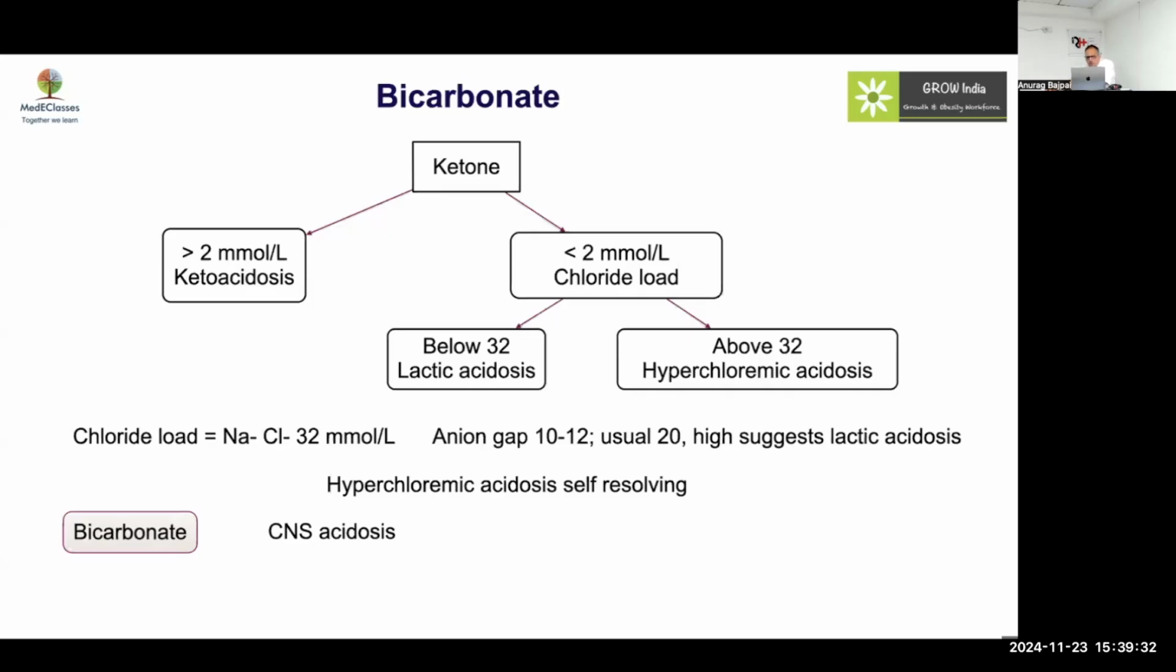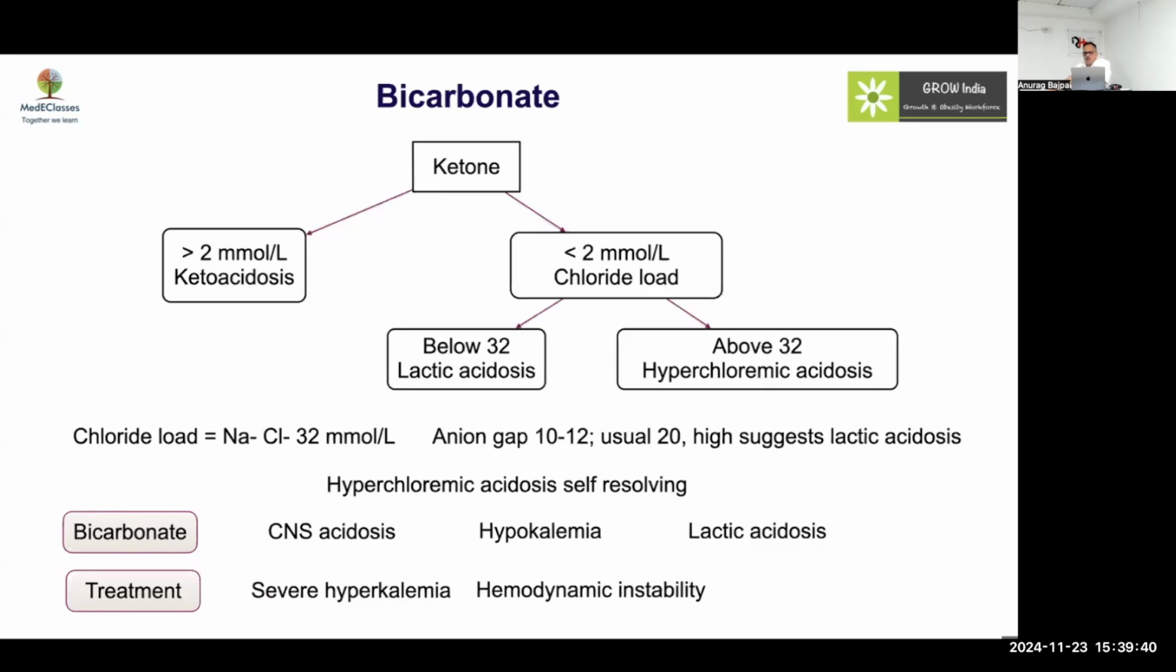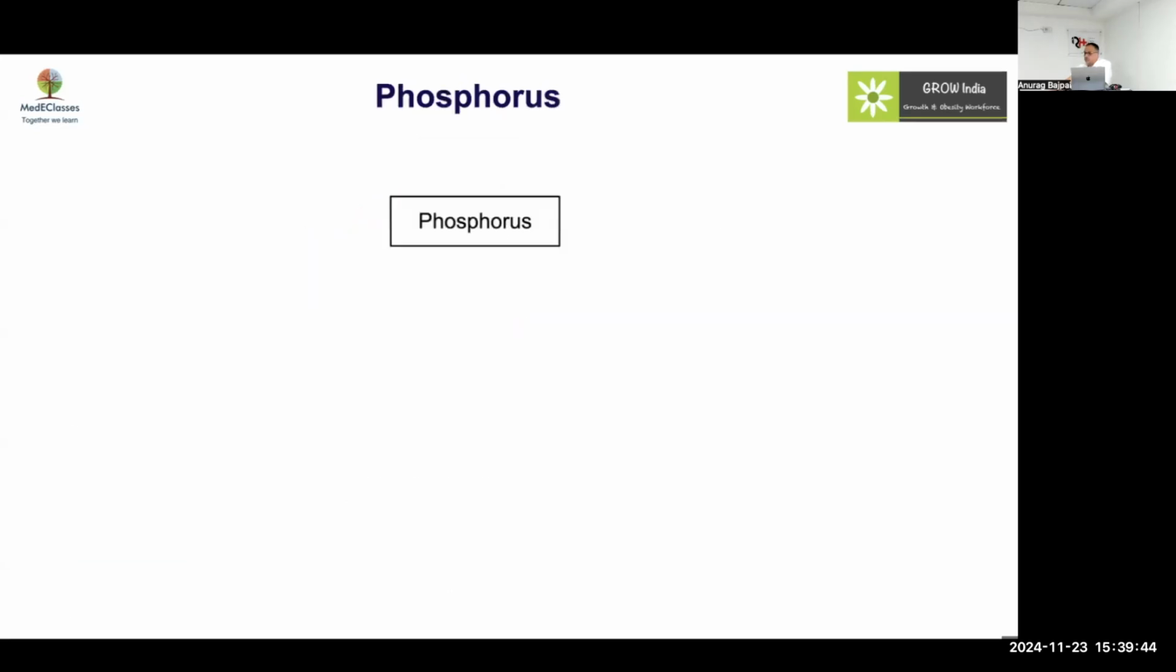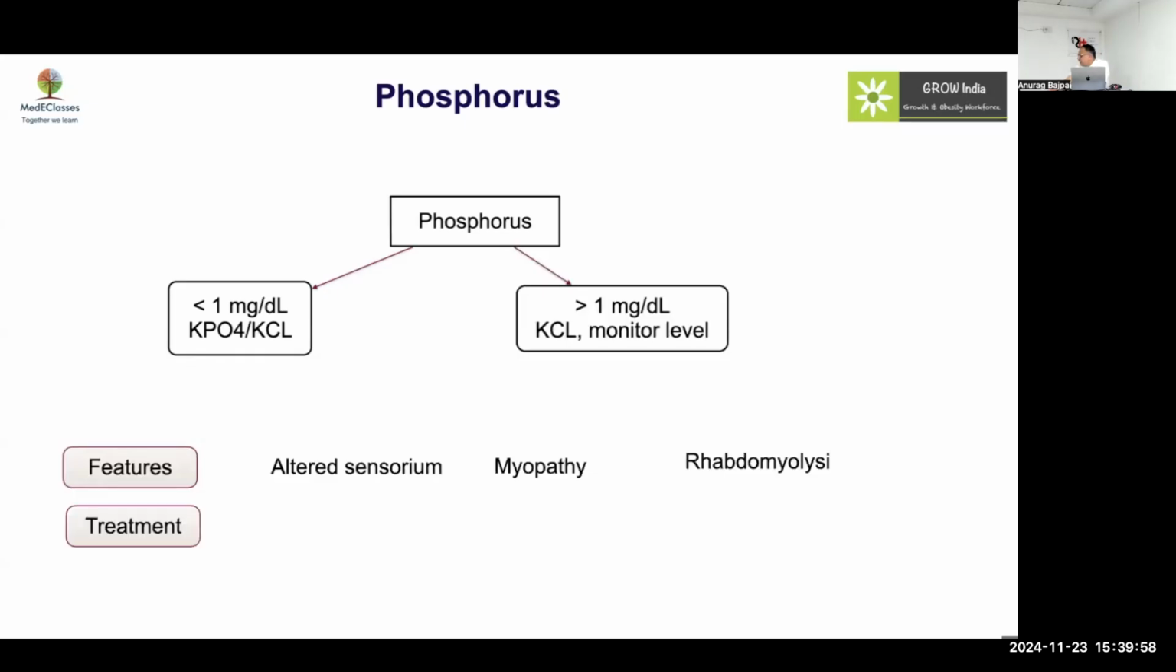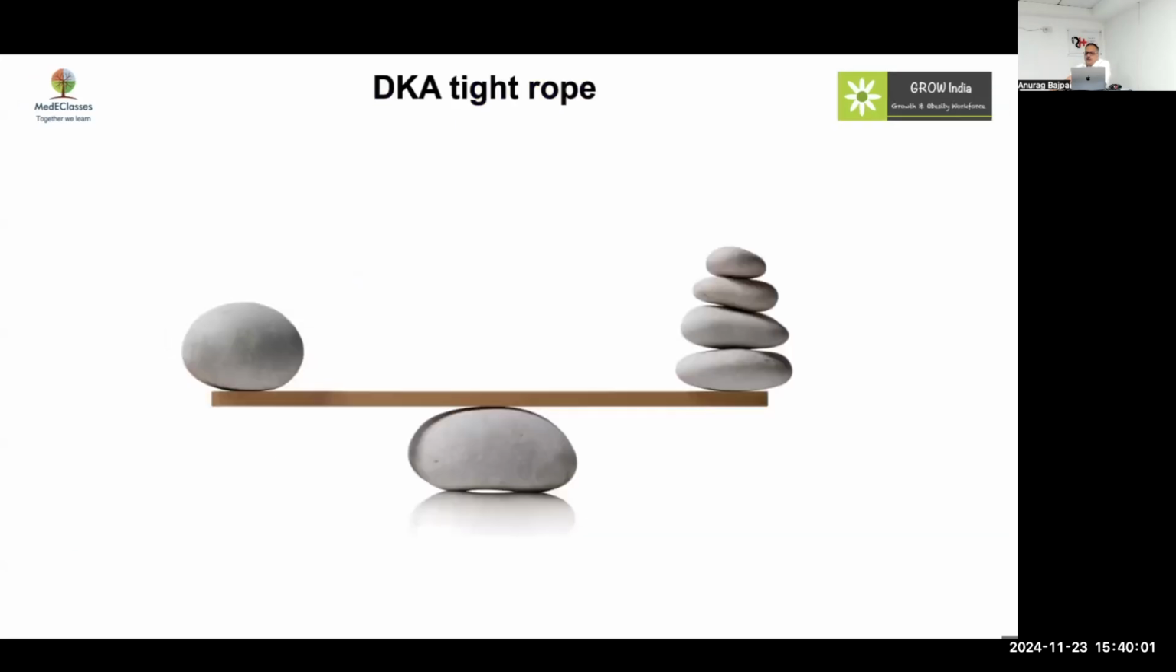Bicarbonate causes a lot of problems like CNS acidosis, hypokalemia, and lactic acidosis. It should be avoided unless there is life-threatening hyperkalemia or hemodynamic instability, and give it as an infusion in that regard. Be wary of phosphorus. If you have a very severe DKA, start with potassium phosphate as half, and if there is altered sensorium, myopathy, or rhabdomyolysis, think of a possibility of hypophosphatemia.